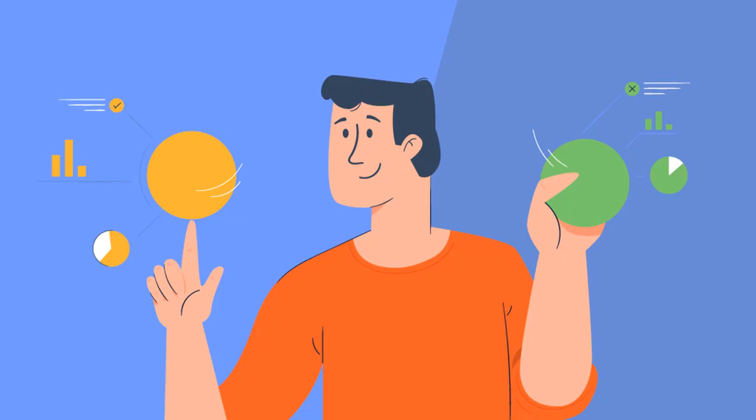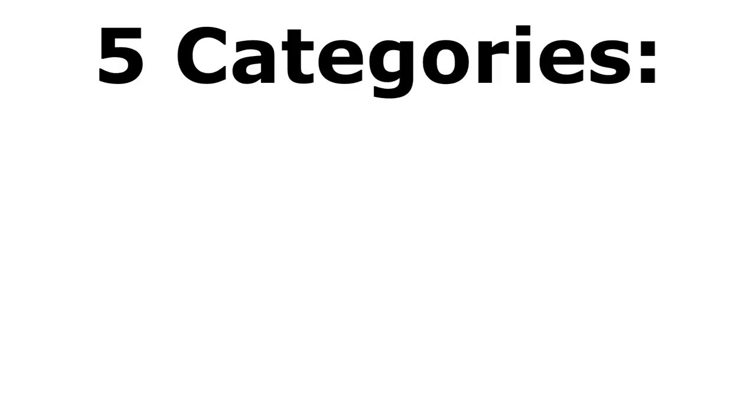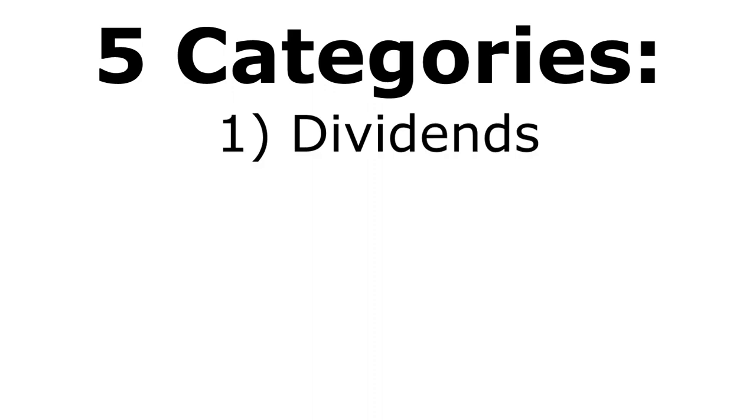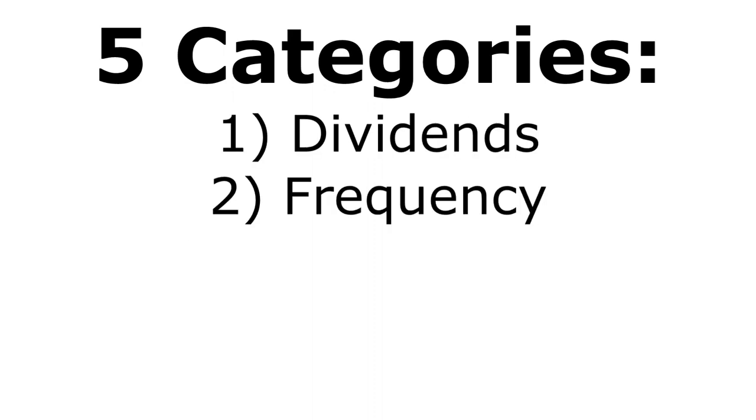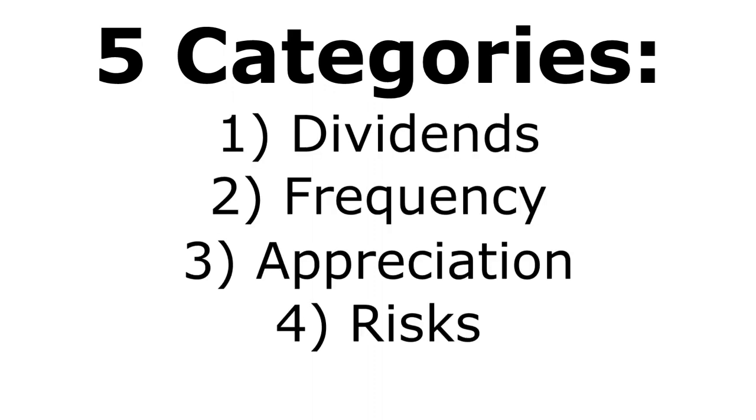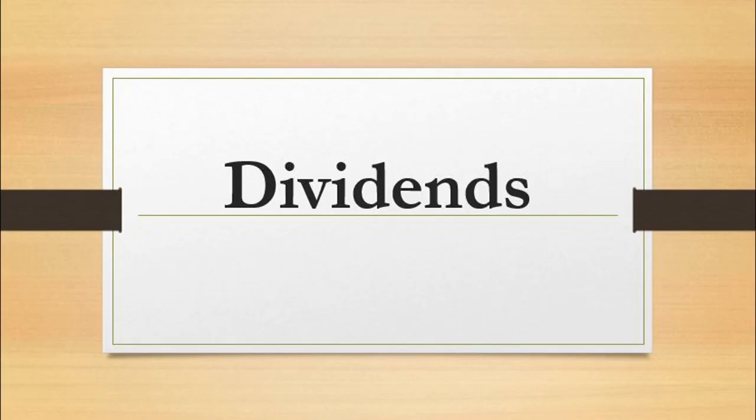So in terms of the structure of this comparison, like I said in the intro, I'll break it down into different categories and we'll talk about which option has the edge in each. The 5 categories I use in this video will be dividends, frequency of returns, share price appreciation, risks, as well as the tax implications, which is very important. So the first category I'll start with, of course, is the dividends themselves.